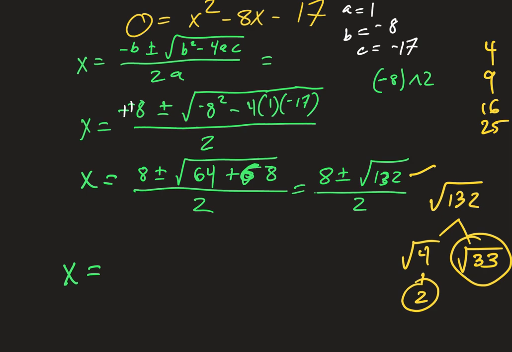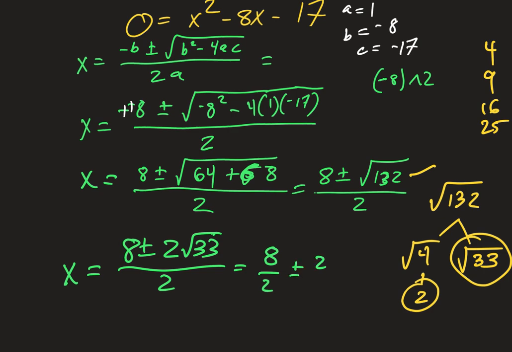So then this is rewritten as 8 plus or minus 2 times the square root of 33 all over 2. I'm going to split up my fraction: 8 over 2 plus or minus 2 root 33 over 2. Reduce. My answer is 4 plus or minus the square root of 33, which is what we got when we did completing the square.